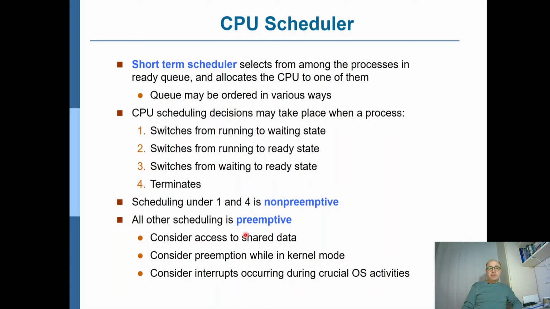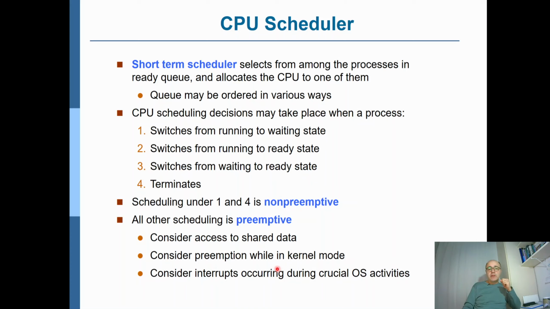So the preemptive cases occur when you consider access to some, for example, shared data, or consider preemption while you're in the kernel mode, or you should also consider the interrupts occurring during some crucial OS activities. These should be taken into account when you have some kind of preemption. Okay, because, for example, if you're making use of some shared data and the process gets kicked out of the CPU, it becomes preempted, then you should preserve the integrity of the shared data.